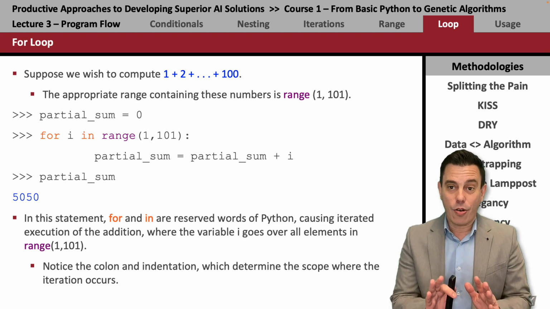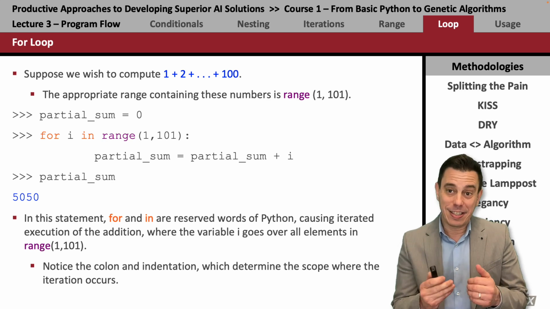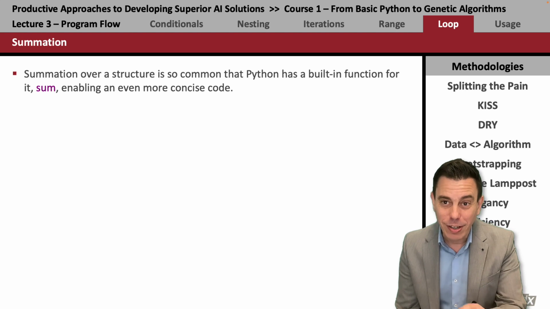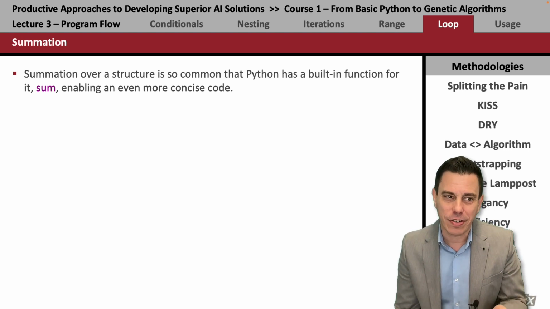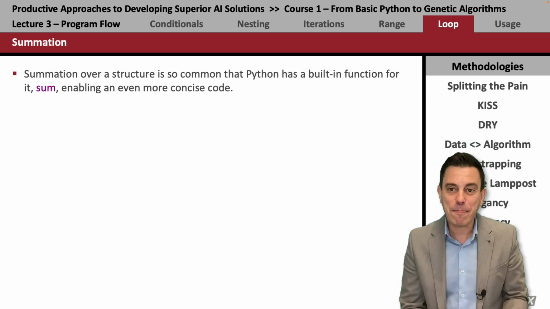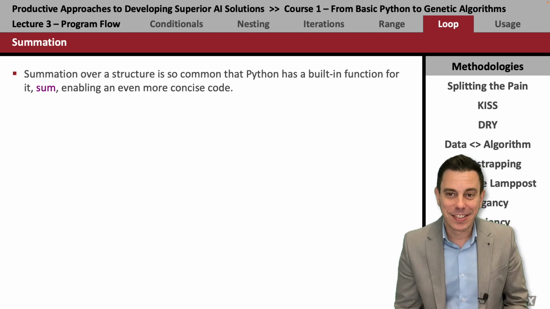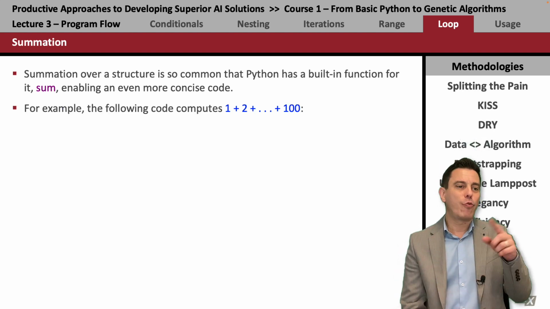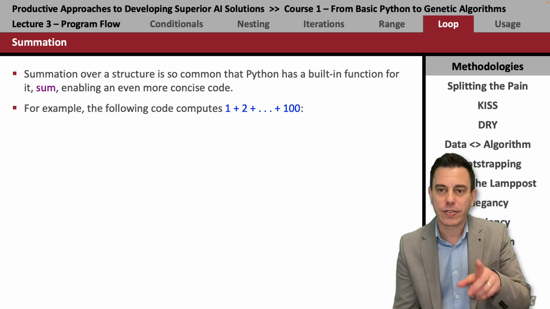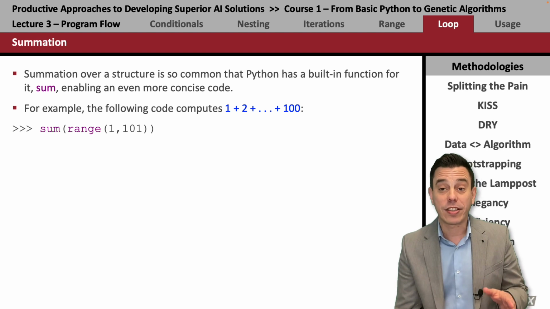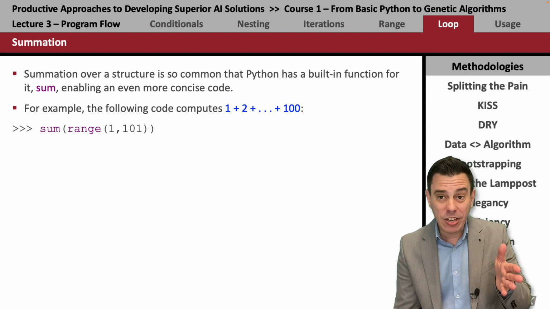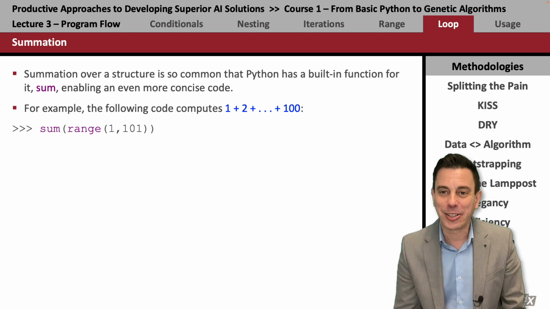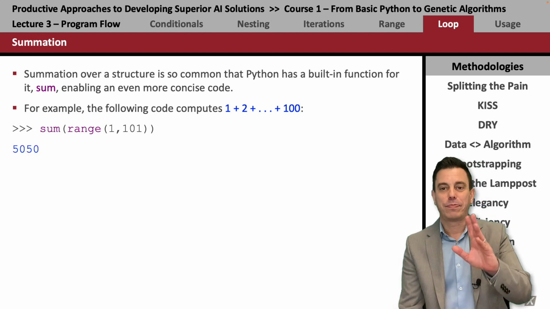Now, this is how a loop works, in this case for summation. However, just for summation in particular, we have a built-in function. Its name is sum, and it's very good to use it. It makes our code more concise. So for example, if we want to do the 1 plus 2 plus 3 plus up to 100, we can just write sum, range, and then whatever the range is, 101. The result is the same.